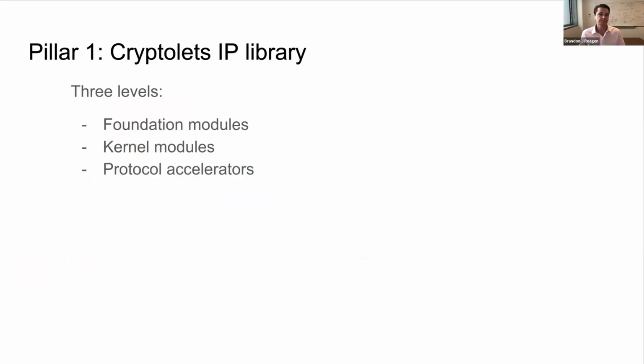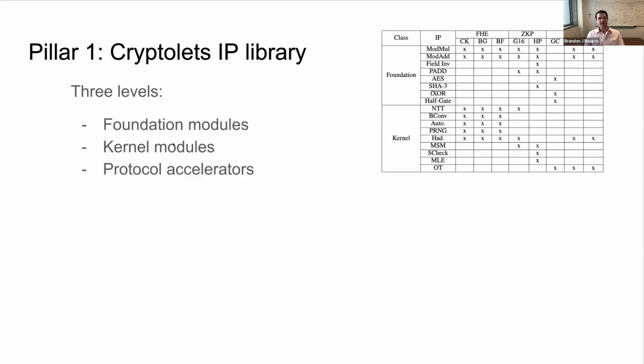Please join that. So pillar 1 is our crypto IP library. Within that, we like to think that there are three levels: a foundational level, a kernel level, and a protocol level. The foundational level is composed of foundational models, the standard things you always see in cryptography: modular multiplication, modular addition, field inversion, point addition, which we'll talk about later. And if you've done garbled circuits, things like half gates, AES, and stuff like that.